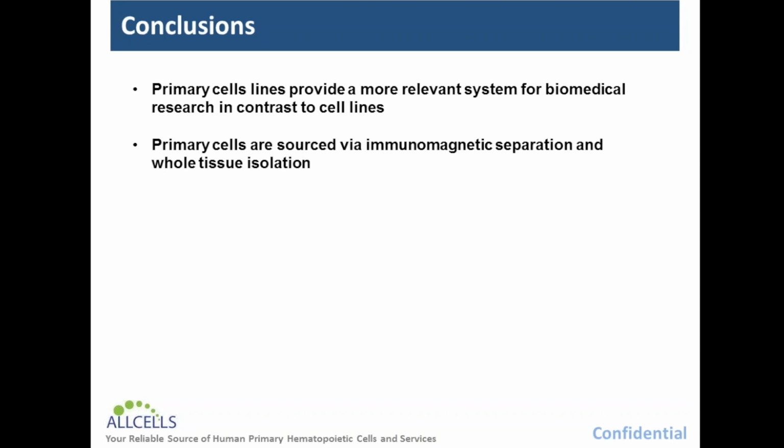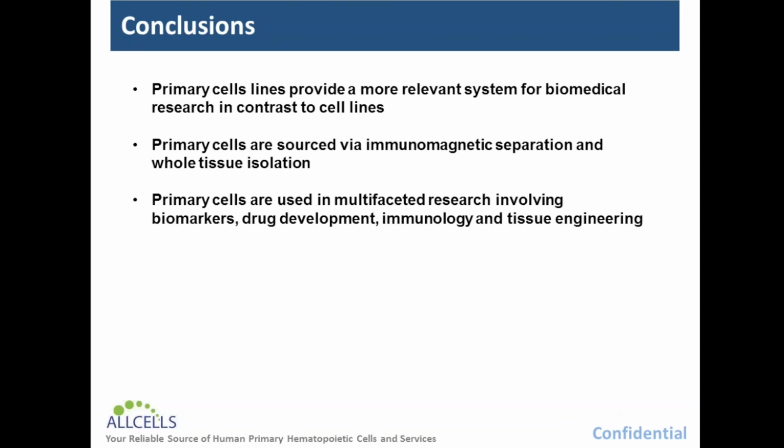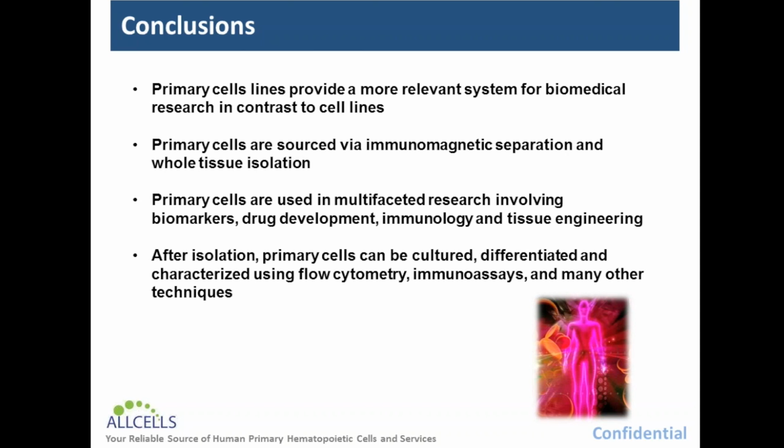Additionally, with some expertise like at AllCells, various primary cells are easily sourced from the hematopoietic system through immunomagnetic separation and whole tissue isolation. Primary cells have also been clearly described in interdisciplinary research in biomarker discovery, drug development and screening, immunology, and tissue engineering. Finally, after isolation, primary cells can be cultured, differentiated, and characterized through many different assays depending on your downstream application.